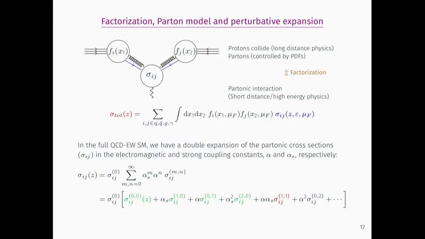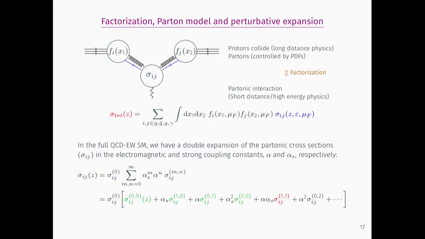One more alpha S is the NLO QCD. One more alpha is the NLO electroweak. Then there can be alpha S squared, which is NNLO QCD, so two loops in QCD. And then you can have alpha alpha S, of course, which is the NNLO QCD electroweak. And this is the target of this talk. So we want to compute this.